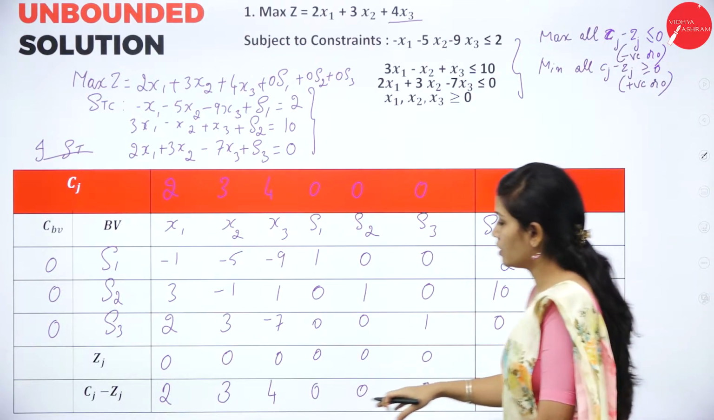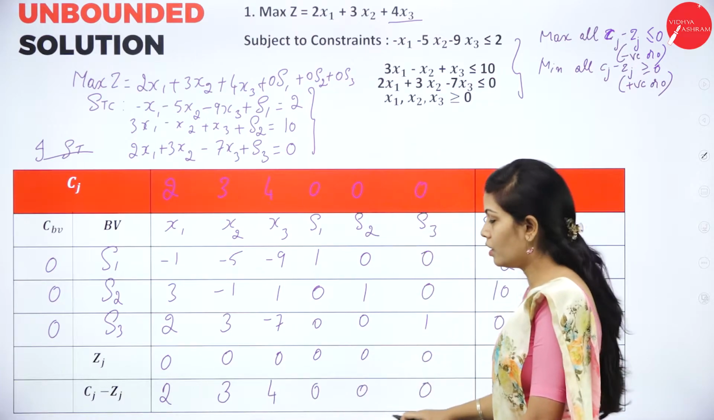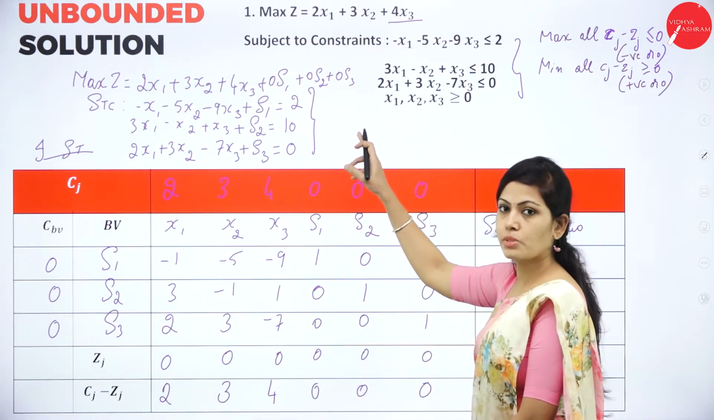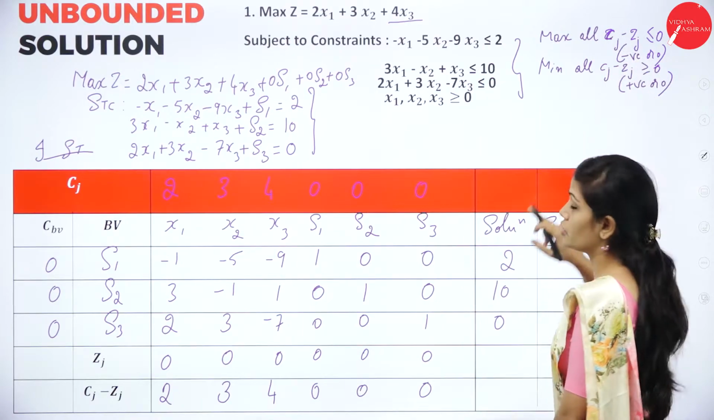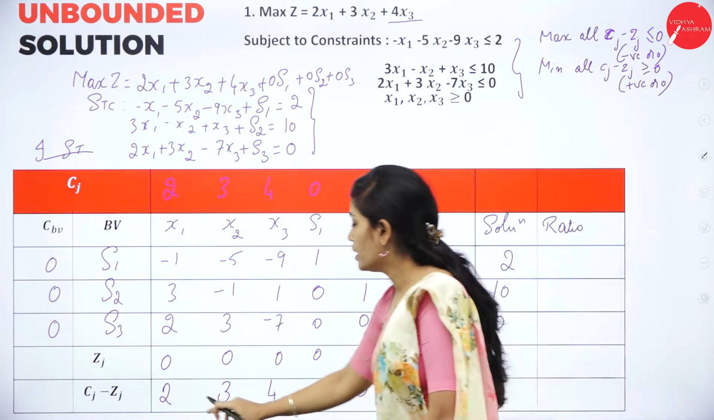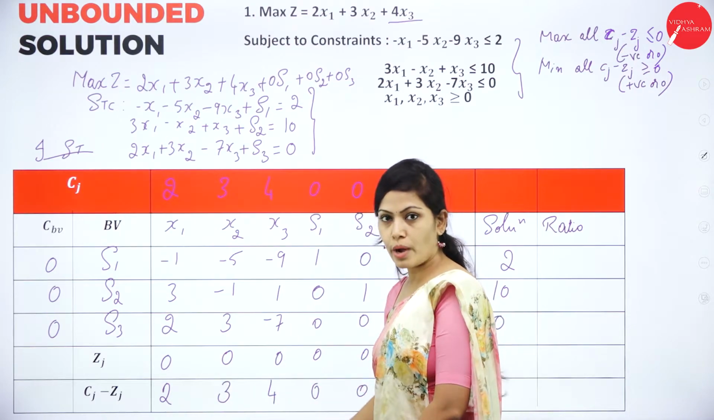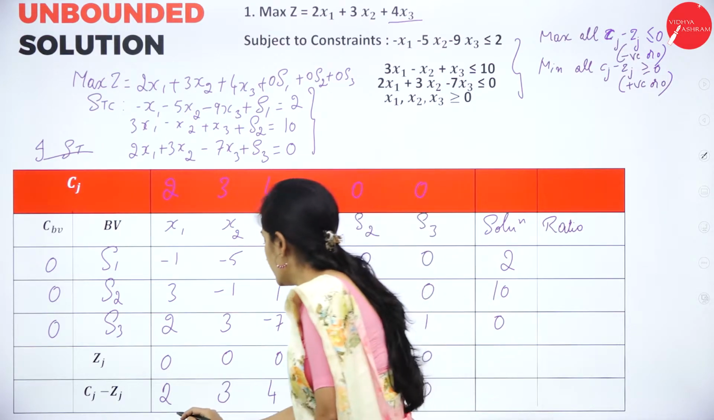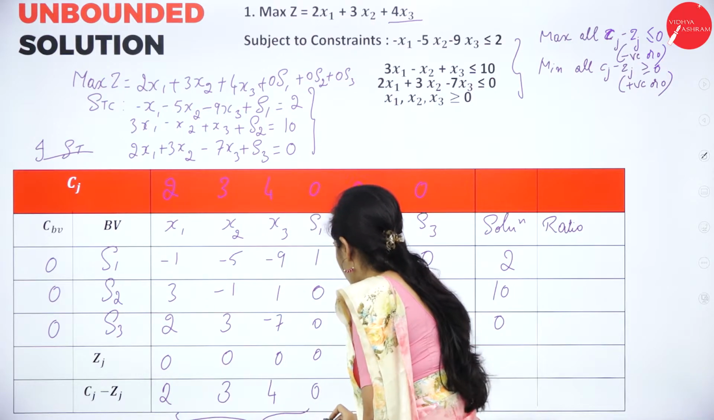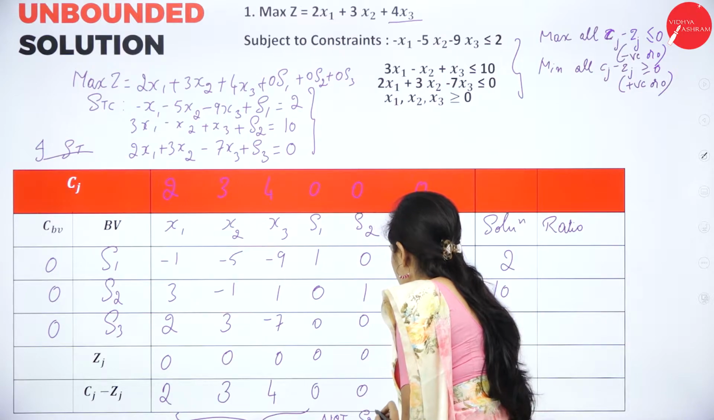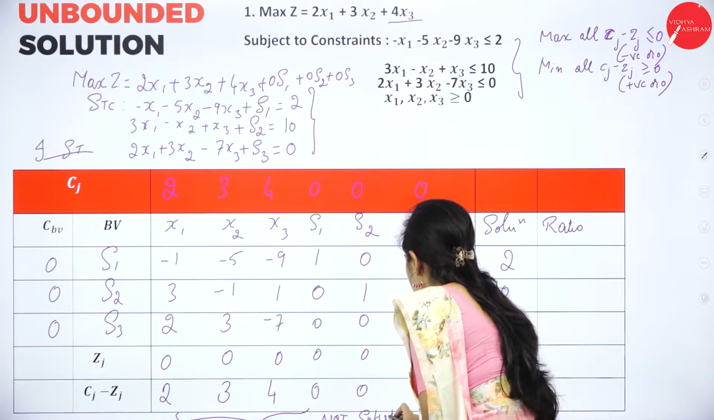So here you can cross check this. All the values are positive only. This is a maximization problem. All Cj minus Zj should be less than or equal to 0. That means all the values should be negative. But here we have positive values. So we can tell it does not satisfy the optimality condition. Not satisfied optimality condition.